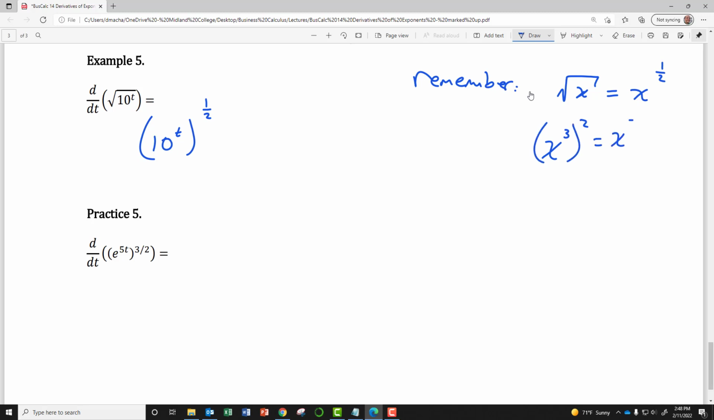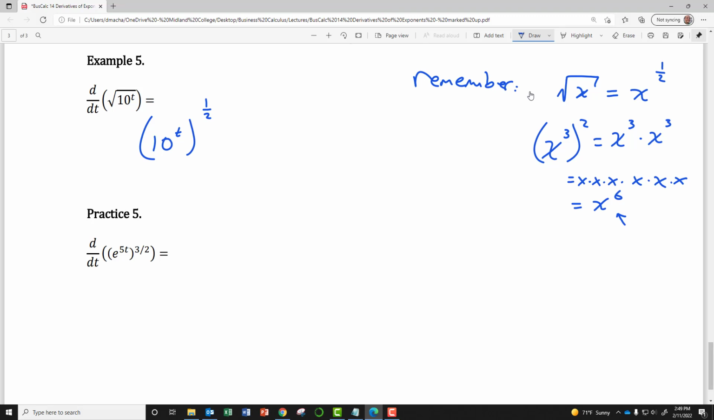X cubed squared is just x cubed times x cubed. Well, what is x cubed? X cubed is just x times x times x. And so this is actually x to the 6th power. And it turns out whenever you take two consecutive constant exponents like this, where right here I have x cubed all squared, I can just multiply 3 times 2 to get x to the 6th power. And so that's a nice, easy way to simplify this.